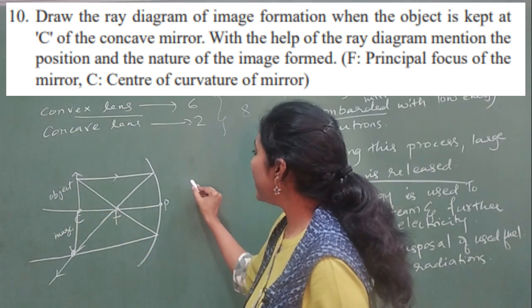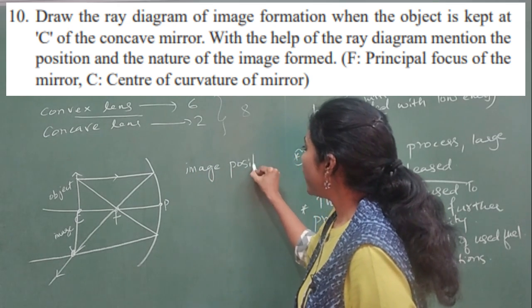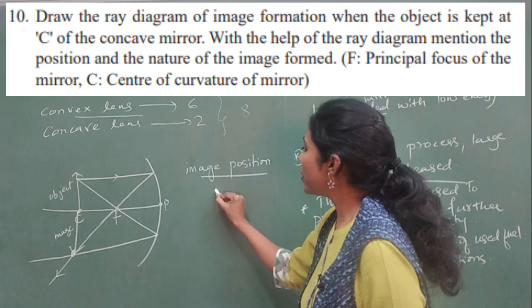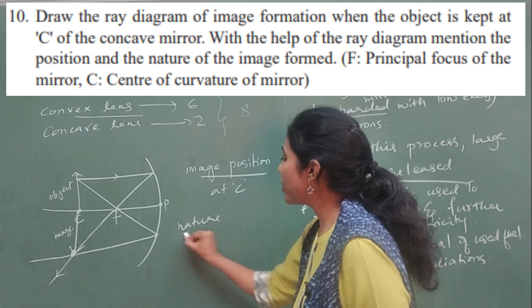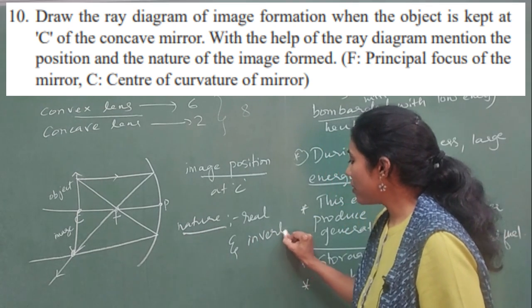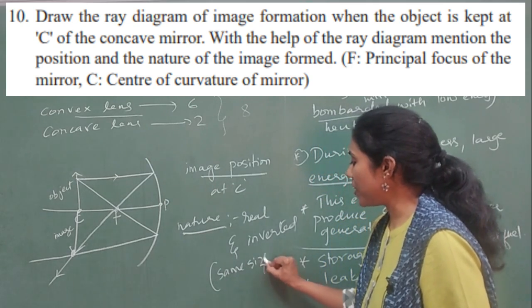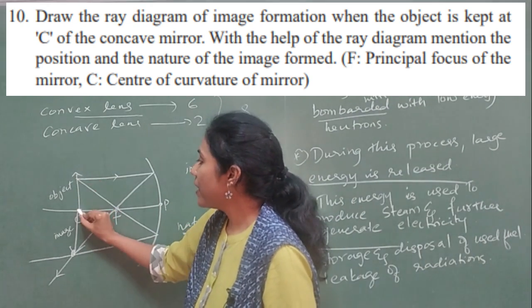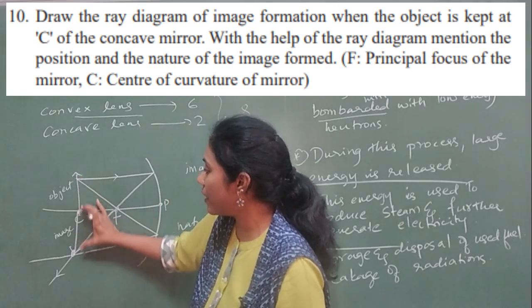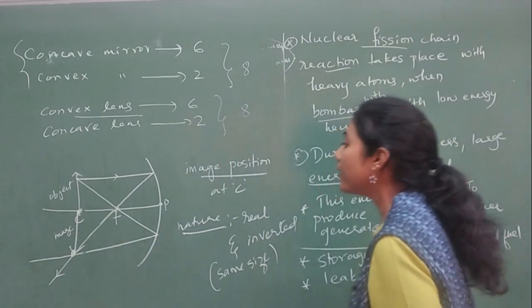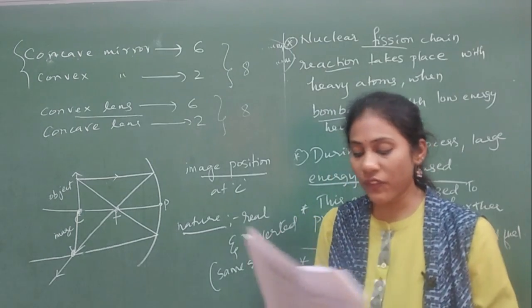So where are you getting the image? Mention your answer like this: image position. So where is the image position? Image position is at C itself. Okay, and nature of the image. So nature: real and inverted image, right? And the image is of the same size as the object. So whenever the object is kept at C, the image is formed at C only, but it's real and inverted, and the size of the image is the same as that of the object. Okay, so this is the ray diagram that was asked. So now let us go for question number 11.